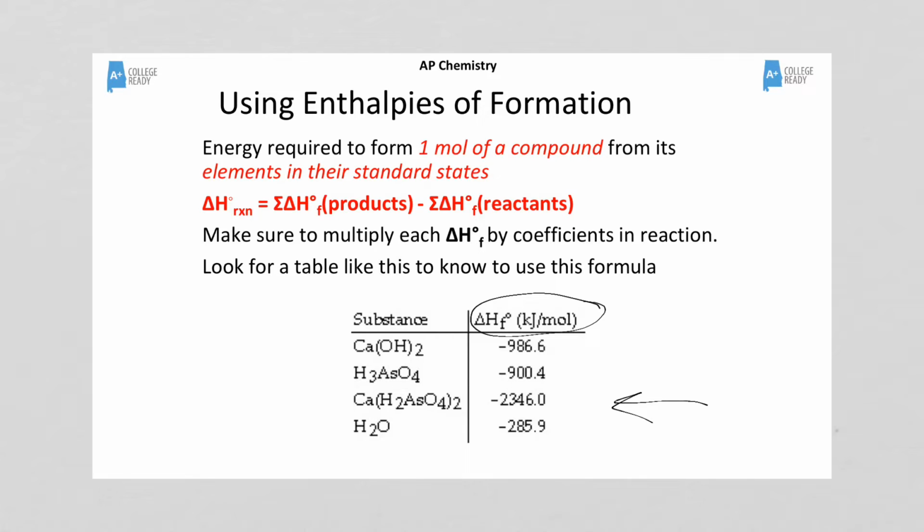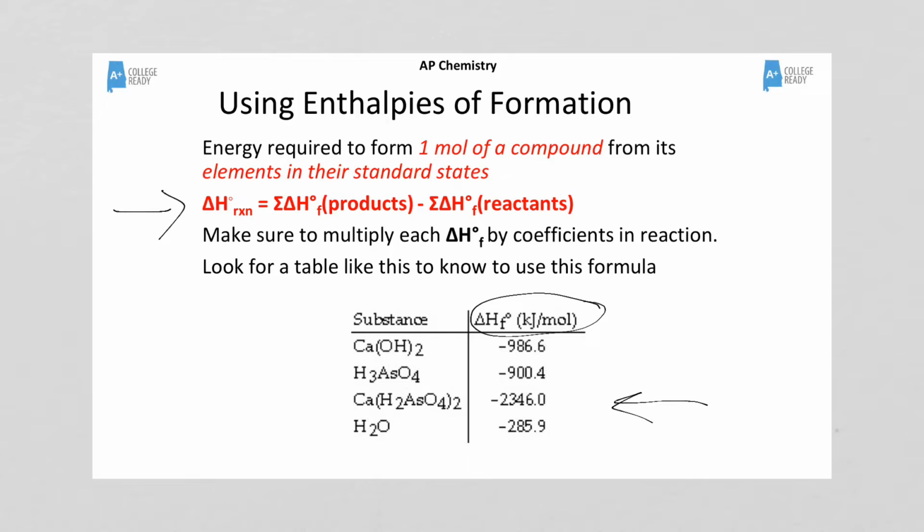But the key to this is when you see enthalpies of formation, this is the formula you know to use. This is on your formula sheet. It's very easy to use. It's the sum of all the enthalpies of formation of the products minus the sum of all the enthalpies of formation of the reactants. So it's just like that on the formula sheet.